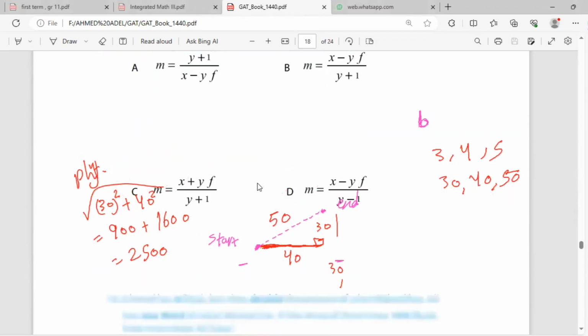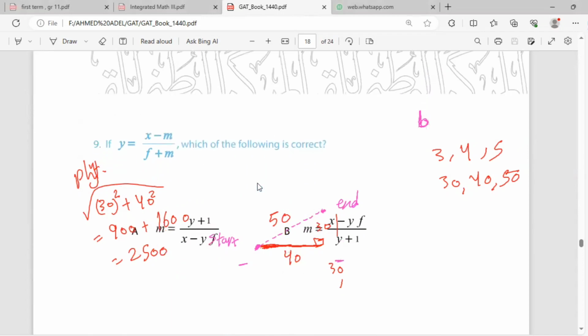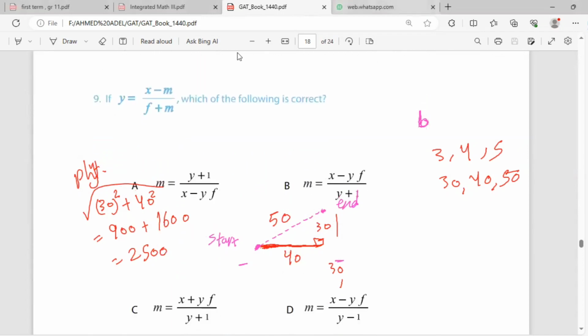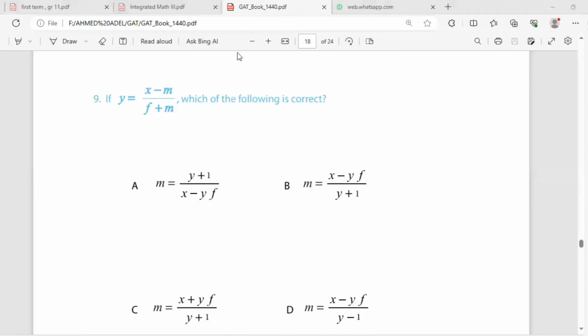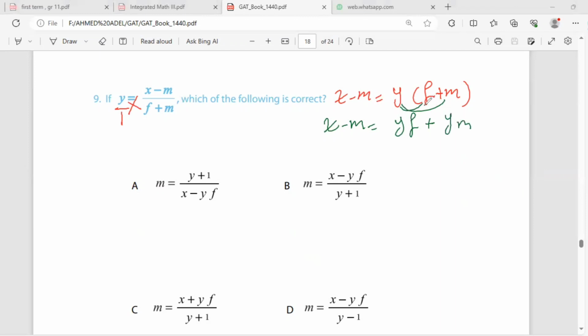Number 9, if y equals (x minus m) divided by (f plus m), which of the following is correct? Here we can make cross multiplication. The denominator is 1, so here x minus m times 1 equals x minus m, and here y times (f plus m), product of means equals product of extremes. Okay, so here x minus m equals y times f, yf, plus y times m, distributing y to this quantity.